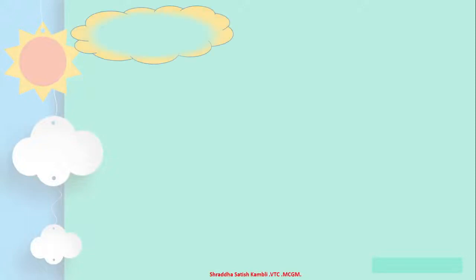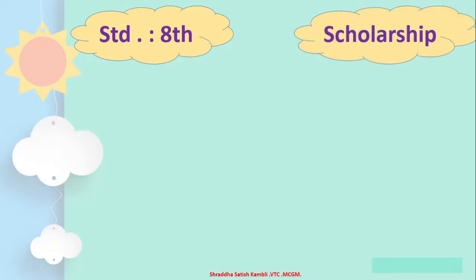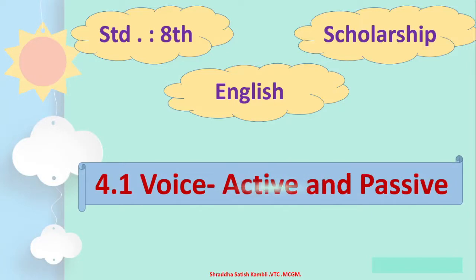So come on children, let us continue with the lesson that we were doing last time in Standard 8th Scholarship. And we were doing a lesson in English. And what was the name of the lesson, do you remember? The lesson was voice, active and passive. It was lesson number 4.1 in your scholarship textbook.